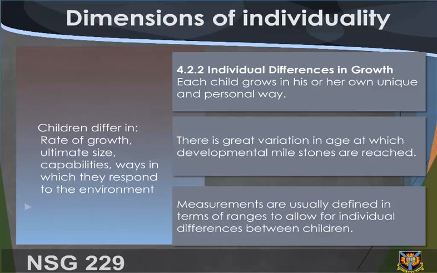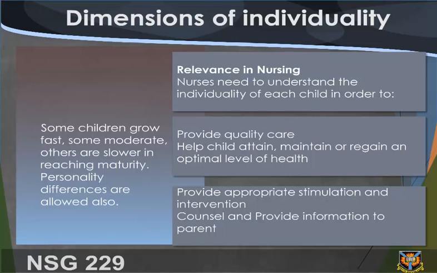4.2.2 Individual differences in growth. Each child grows in his or her own unique and personal way. There is great variation in the age at which developmental milestones are reached. Measurements are usually defined in terms of ranges to allow for individual differences between children. Some children grow fast, some moderate, others are slower in reaching maturity. Personality differences are also allowed.